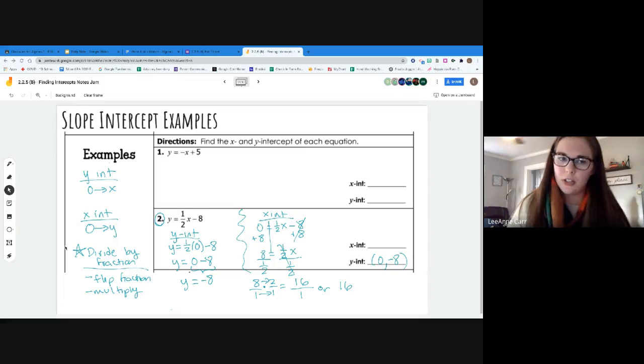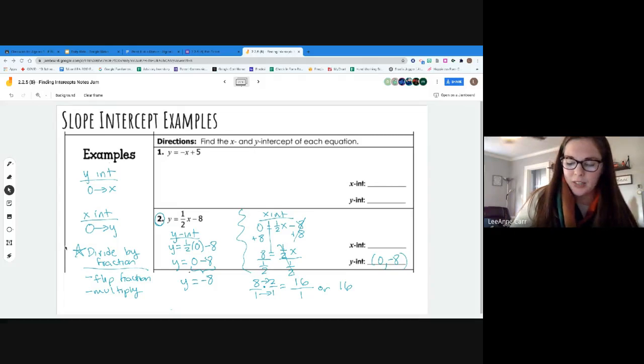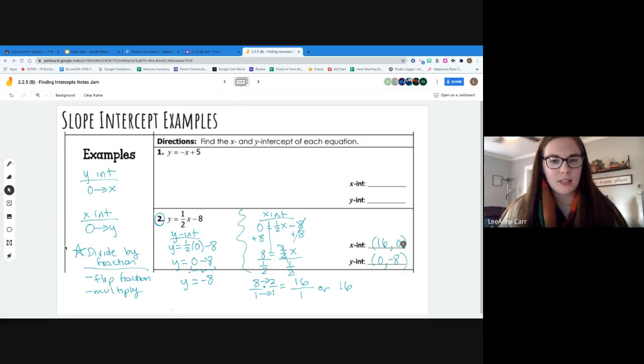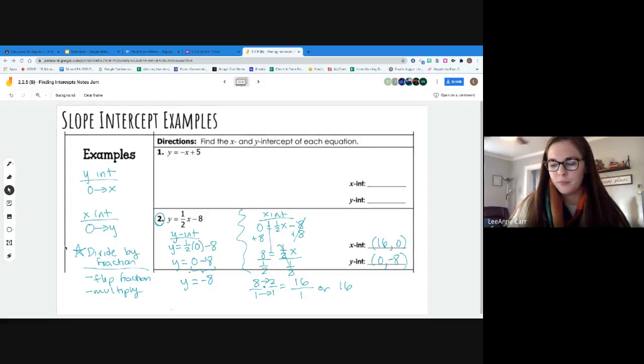That one's probably the hardest one we're going to do today. I'm just warning you. Okay, then my final answer I'm going to write as 16, comma, 0, because it's an x-intercept. What questions do we have at this point?